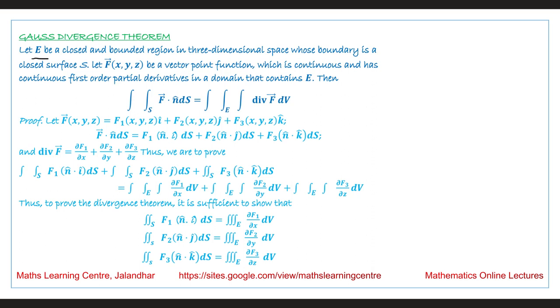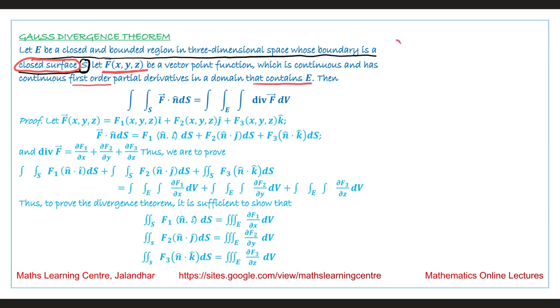We are saying E is a closed and bounded region in three-dimensional space whose boundary is a closed surface S. It is important here that the surface is now a closed surface. When we were talking about the Stokes theorem, it was an open surface. Now we are saying it is a closed surface, and f vector is a vector point function which is continuous and has continuous first partial derivatives in a domain that contains E.